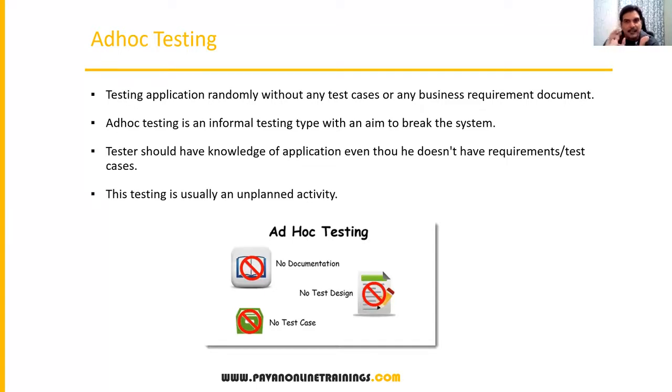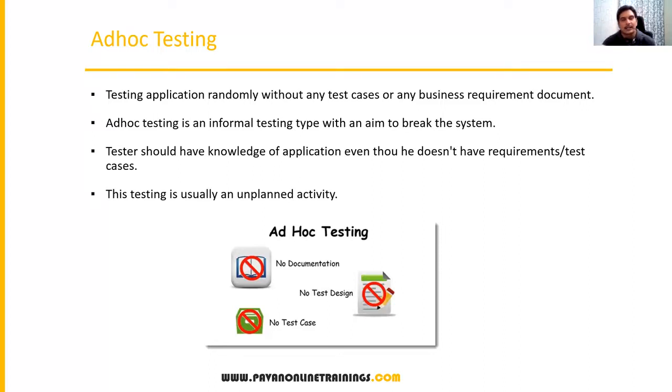So this kind of skill set the tester should always have. Our intention is always to break the system, in the sense that some functionality should not work. In that way we have to cover the testing. So it is an informal testing, so there should not be any plan for that.